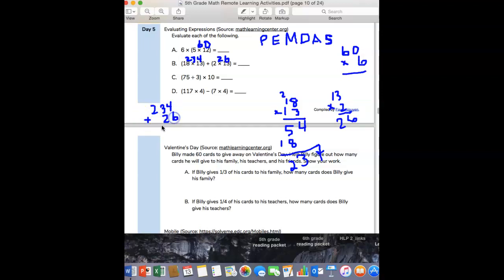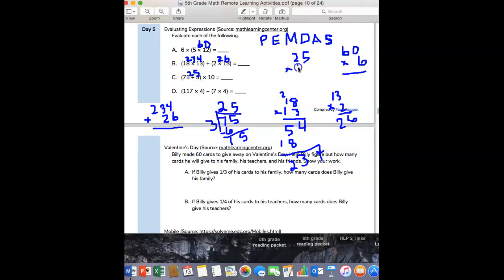Now down here, 75 divided by 3. How many groups of 3 will be in 7? That would be 2. 2 times 3 is 6. 7 take away 6 is 1. Bring down our 5. 3 times what is 15? So we have to do this first because it's in parentheses. So this is 25, and then 25 times 10. And you do the math on that.